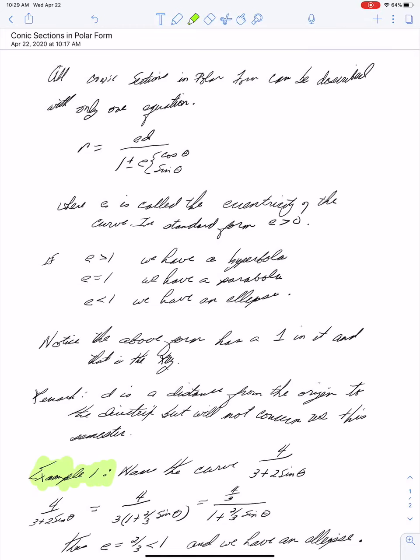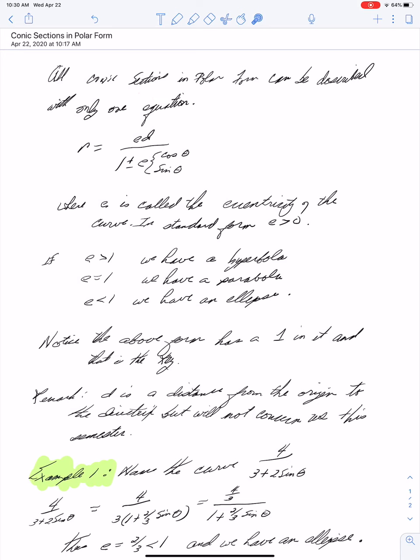Section 9.5 deals with conic sections in polar form. All I want to talk about in this case is it's kind of special because conic sections, remember, are things like ellipses, hyperbolas, and parabolas. And in polar form, they can all be described by one equation.